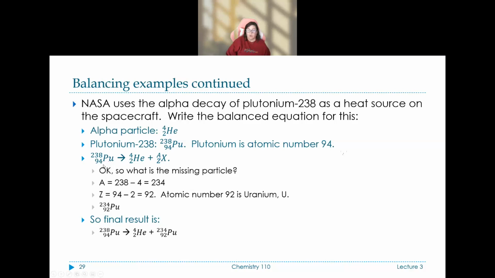238 minus 4 is 234. 94 minus 2 is 92. Atomic number 92 is uranium, U.